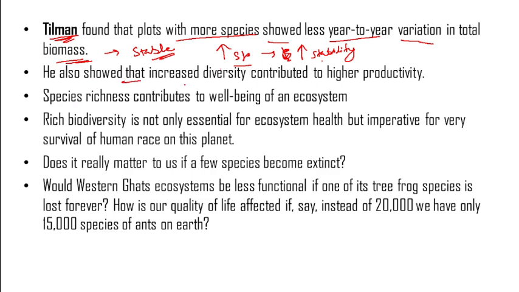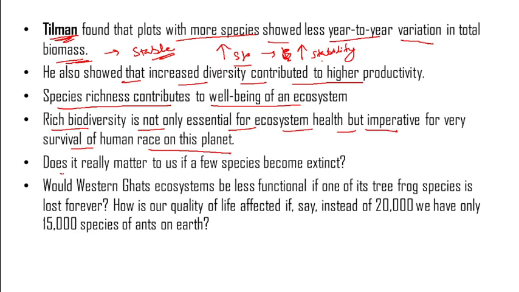He also showed that increasing diversity contributed to higher productivity. Species richness contributed to the well-being of an ecosystem. Rich biodiversity is not only essential for ecosystem health but imperative for the very survival of the human race on this planet. Does it really matter to us if a few species become extinct?